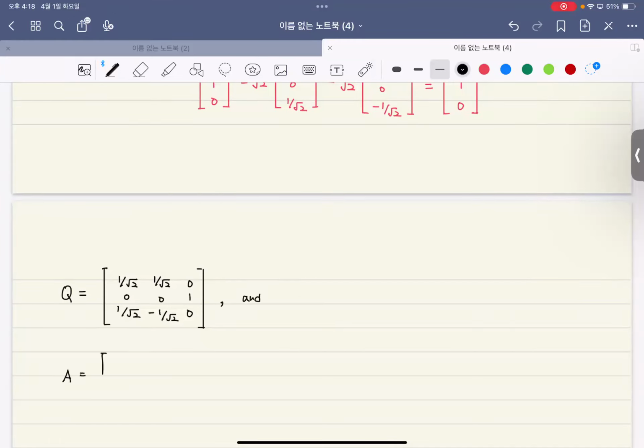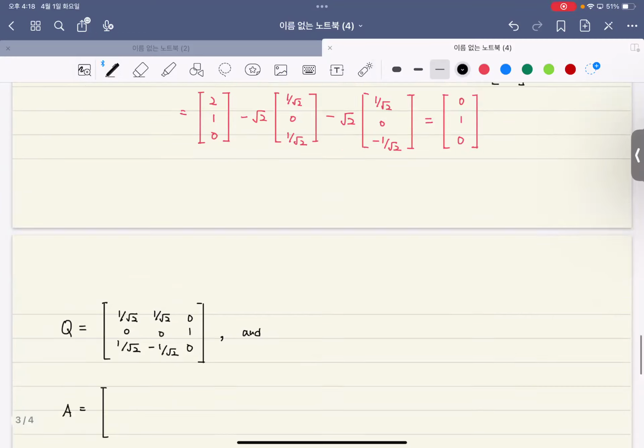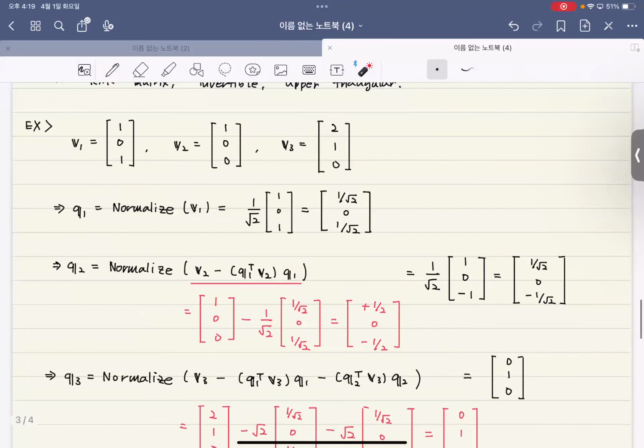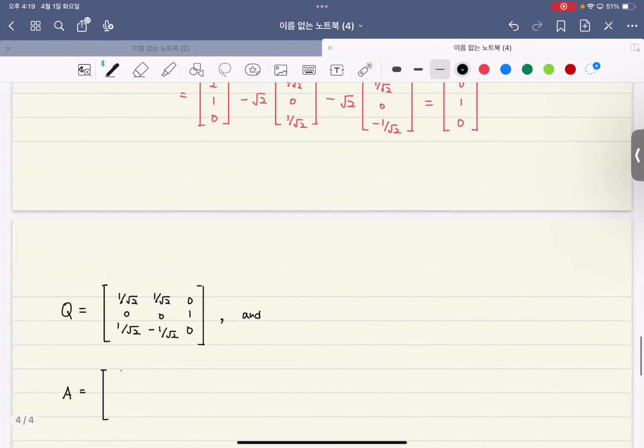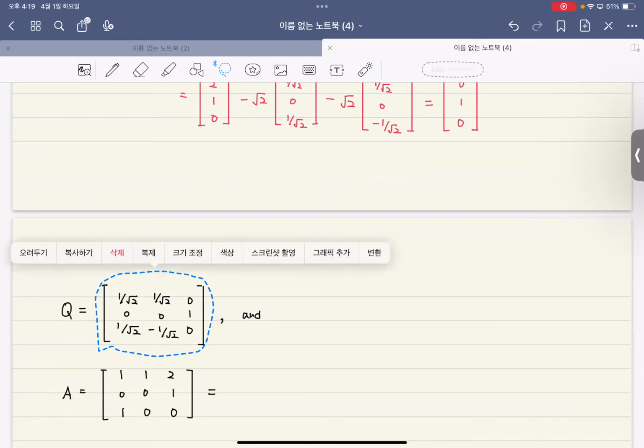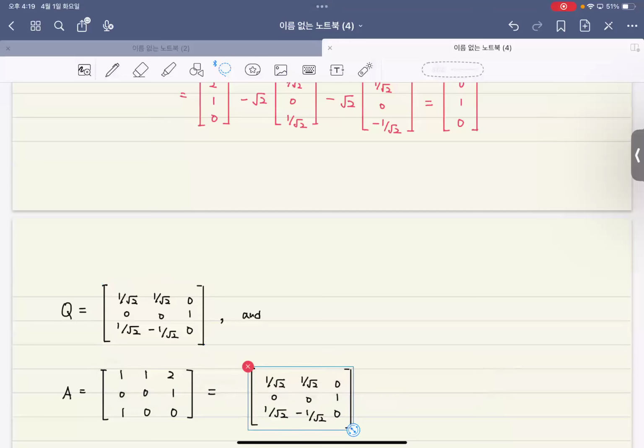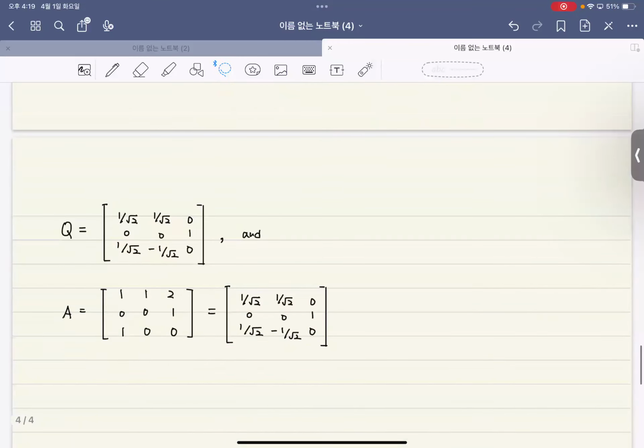A was what? A was this, and this. So 1, 0, 1, 1, 0, 0, and 2, 1, 0. And due to the QR factorization, this is Q times... what is my R then?